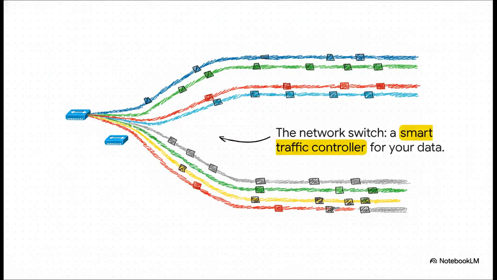Yeah, it might not look like much, just a box with a bunch of ports, but this little thing was the breakthrough. By giving every single connection its own private lane, the switch makes sure your data has a clear, open road to its destination. No more digital gridlock. It's a game changer.